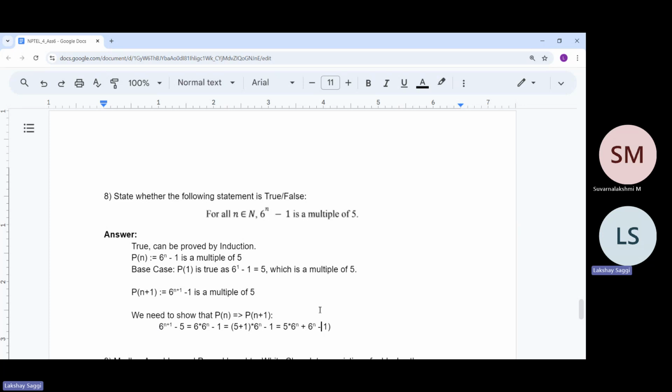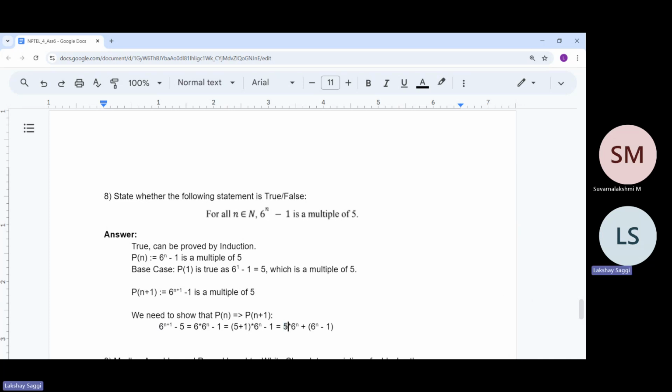And note that if I look at this quantity, 6 to the power n minus 1, I can say that this is a multiple of 5. And why can I say this? Because this was my P(n). I assumed that P(n) is true, and now I was showing P(n+1) is true. So in this inductive hypothesis, we have assumed that P(n) is true. I know that 6 to the power n minus 1 is a multiple of 5. And note that this is also a multiple of 5. And why is this a multiple of 5? Because it just has a factor of 5 in it directly.